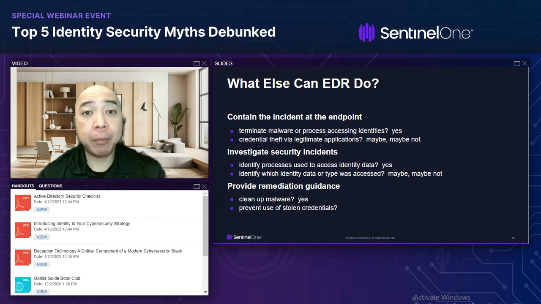Provide remediation guidance? Yes. Can it clean up malware? Absolutely. It's one of the things that EDR is very good at. Can it prevent the use of stolen credentials? So you know that credentials were stolen. You detected it. Could you stop it from being used? Maybe, maybe not. It all depends. So you notice that there is this gray area with EDR. So EDR, again, the myth was it can stop identity-based attacks. The reality is it depends.